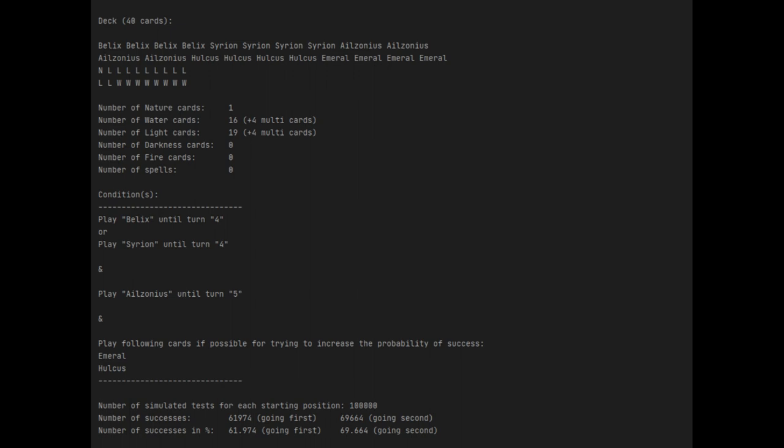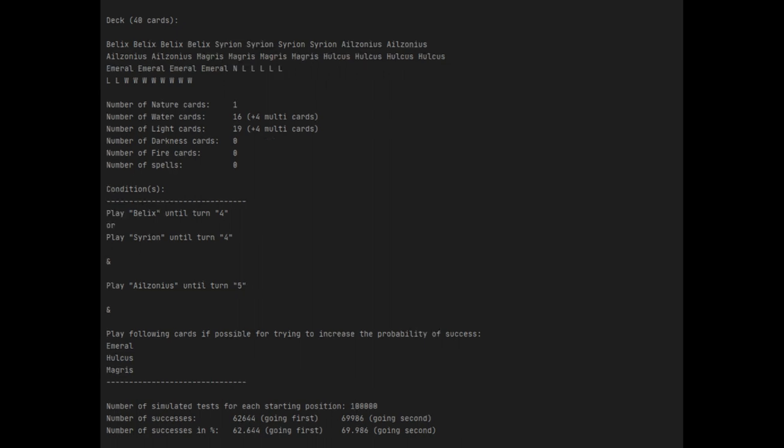And now when we look at adding Magris also, and this is where it gets quite interesting, when you add 4 Magris, it only increases your odds by like 0.7%, so 0.7% is like nothing. You'd say, well, I play 4 Magris as standard because I want to increase the odds of my Ailzonius play. But it only increases by like 0.7% even if you play 4 copies of Magris. Again, I'm not saying Magris is bad in this deck. I think it's a really good card. It fits the theme of the deck as well. But it only increases the odds by 0.7%.